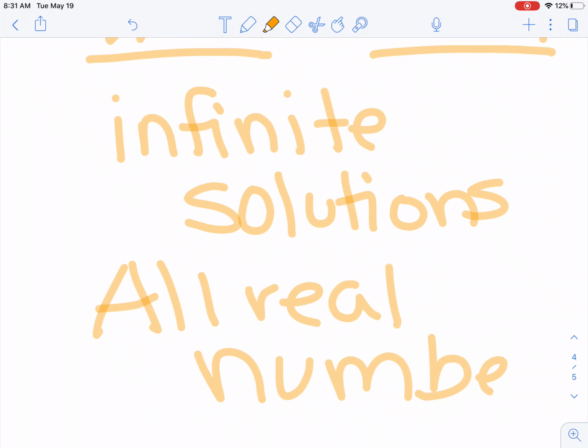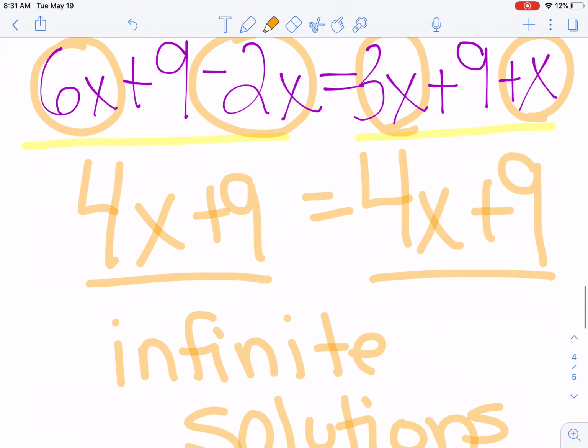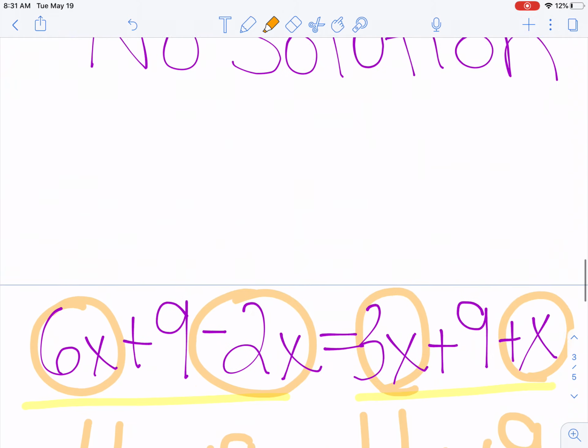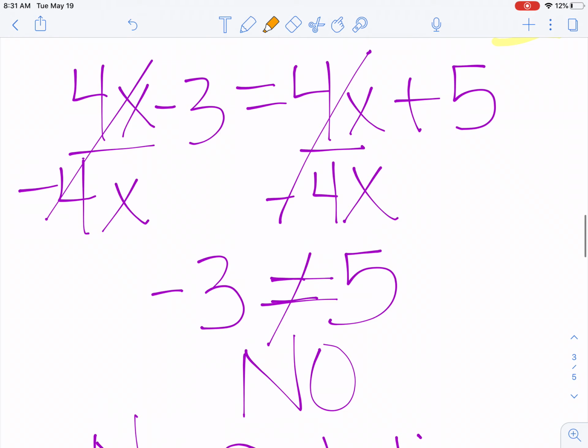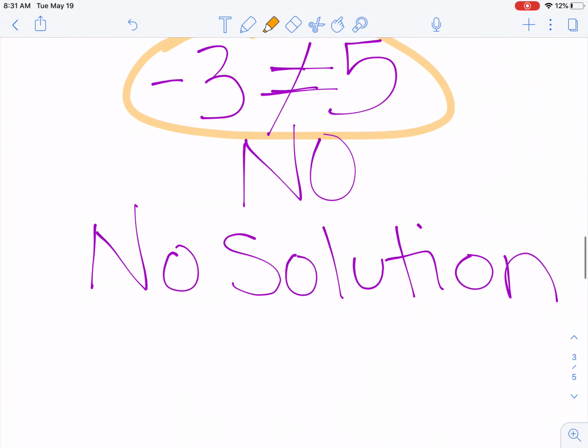So if you get an equation where both sides of the equal sign have exactly the same thing, then it doesn't matter what number you pick for x, it will make the equation true. But in the previous example, if we looked at both sides of the equal sign and we canceled out the x's and we're only left with numbers, and those numbers are not equal to each other, then there is no solution.